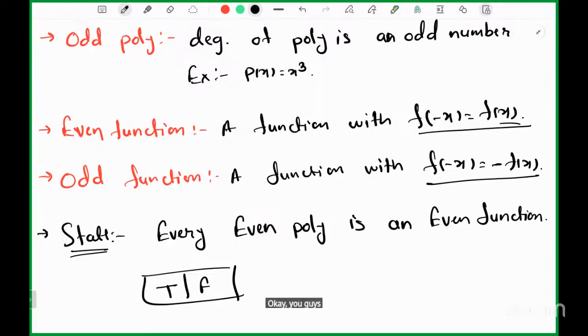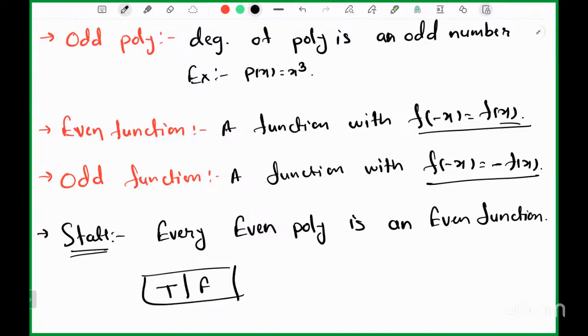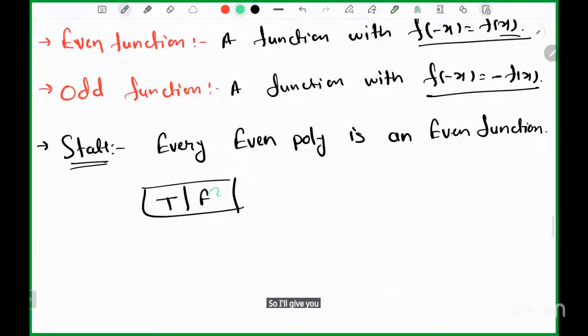Okay, you guys are saying true. See, there are examples, but in general I am saying... Okay, true, false, true, false. So actually this is a false statement. So I'll give you examples. So this is actually false.